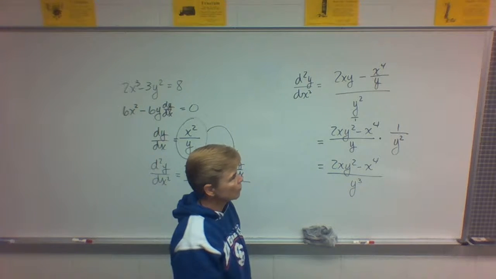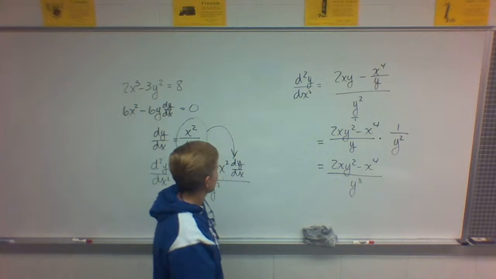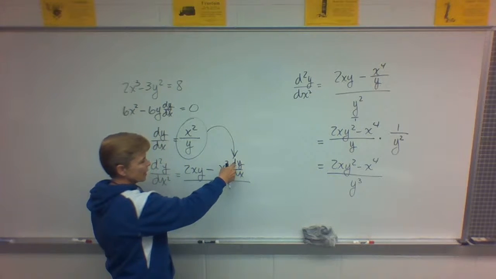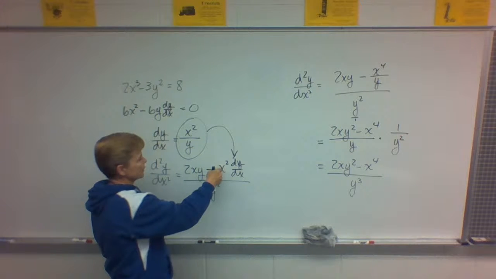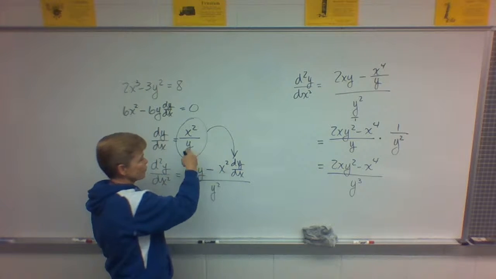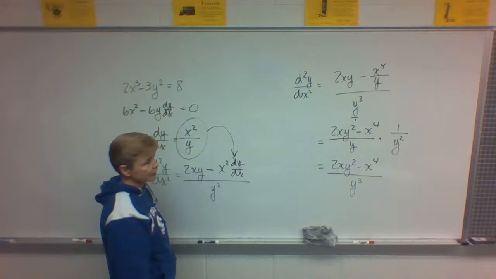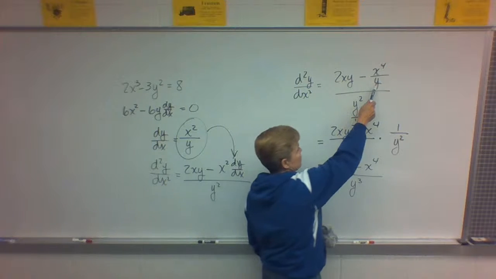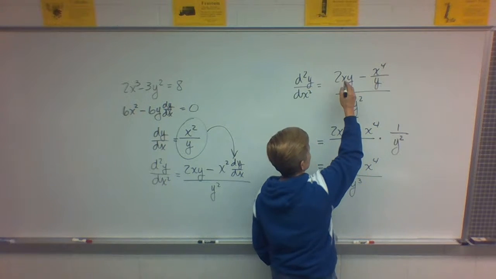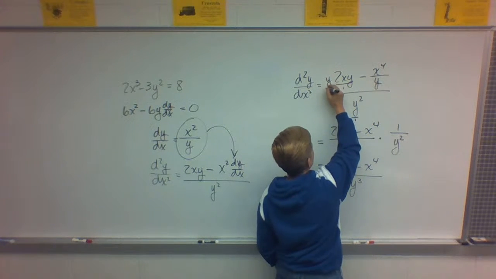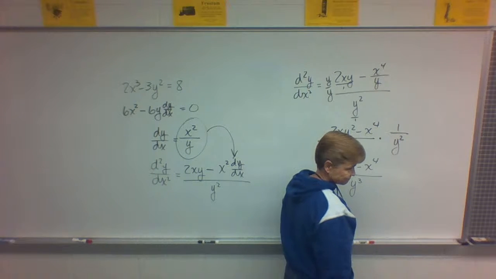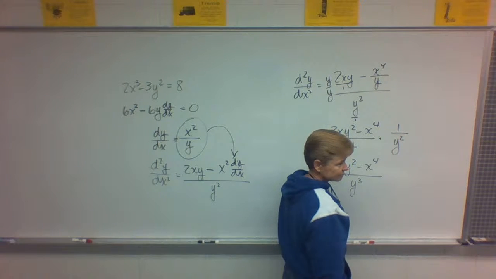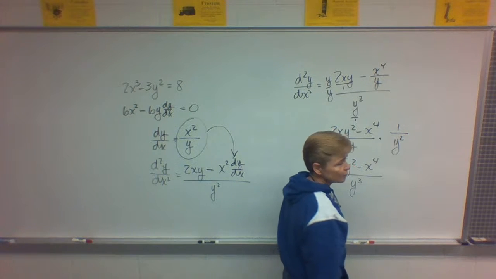How did we end up getting y under 2xy minus? Because we replaced this dy/dx in our second derivative with this. And when I multiplied x squared times x squared over y, I got x to the fourth over y. That's how we got the y here. This right here was over 1, and I multiplied by y over y, so that I'd have a common denominator for my numerator. It's a fancy way of writing 1.